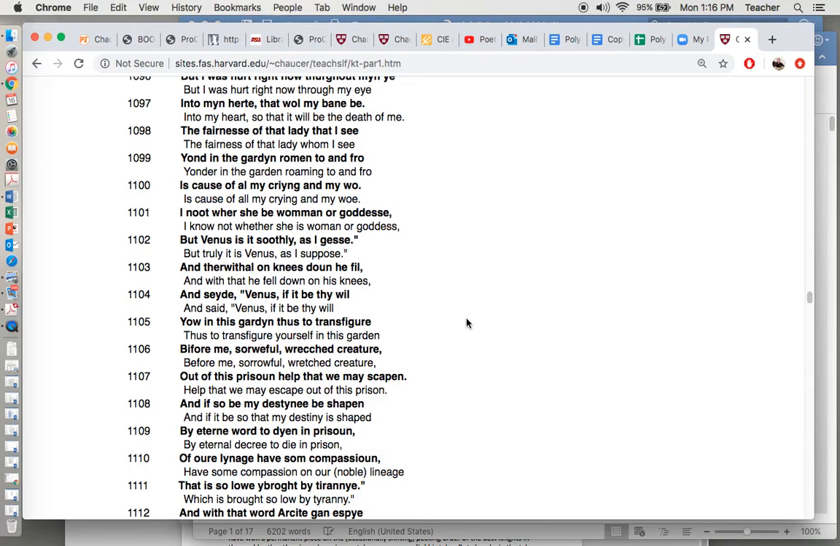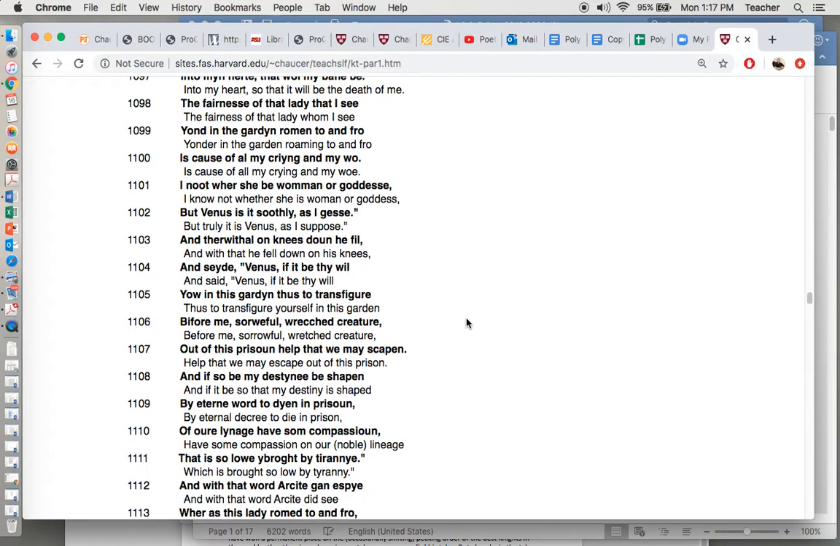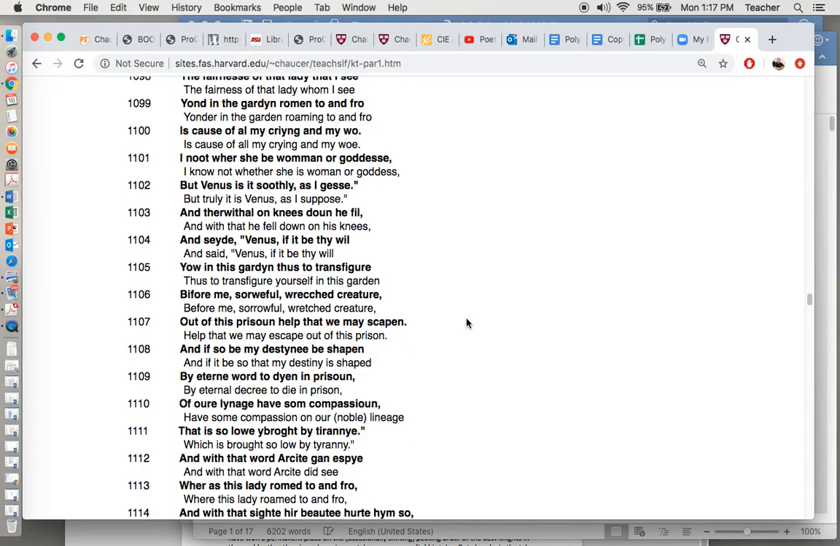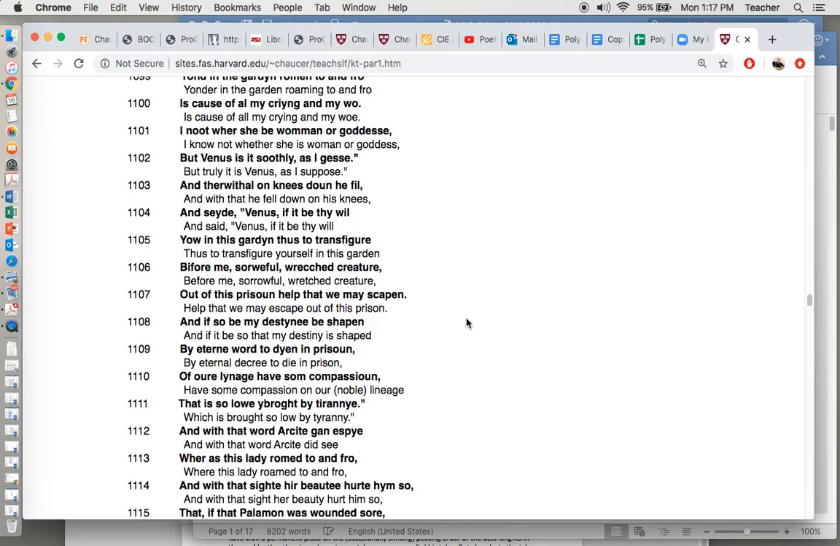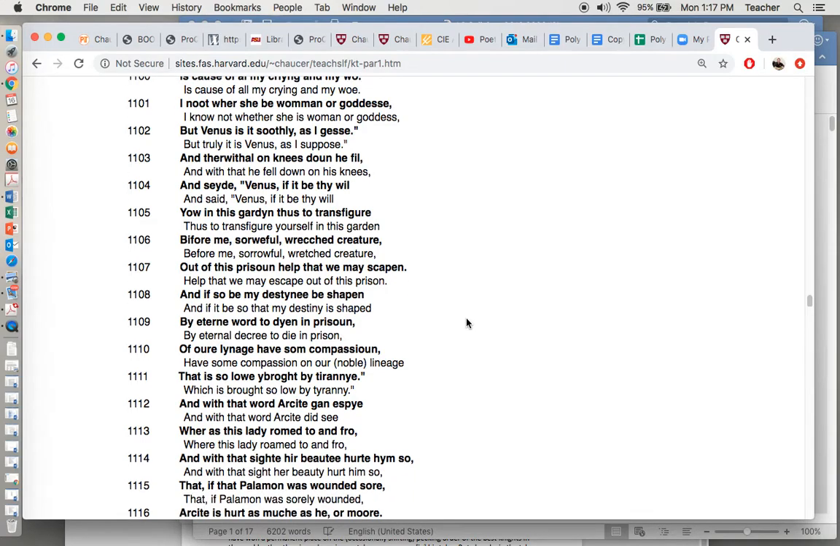The fairness of the lady that I see yond in the garden roaming to and fro is cause of all my crying and my woe. I noot whether she be woman or goddess, but Venus it is, soothly as I guess. And therewithal on knees down he fell, and said, Venus, if it be thy will, you in this garden thus to transfigure before me, sorrowful wretched creature, out of this prison help that we may escape. And if so be my destiny be shapen by eternal word to die in prison, of our lineage have some compassion, that is so low ybrought by tyranny.